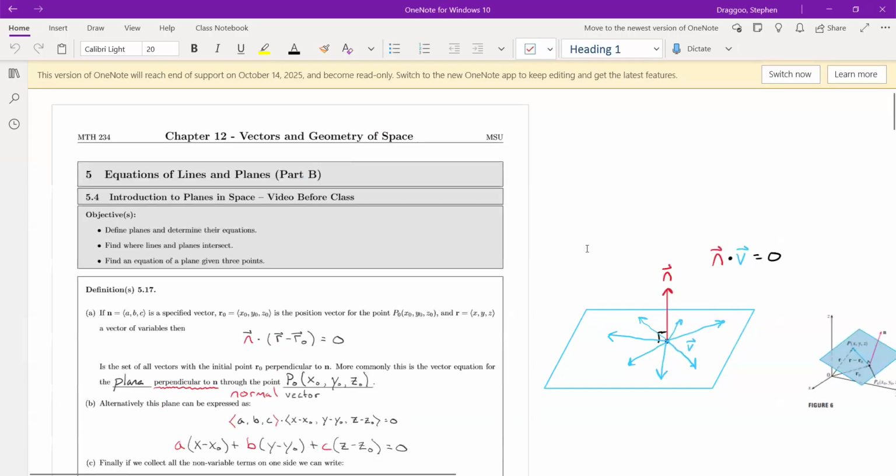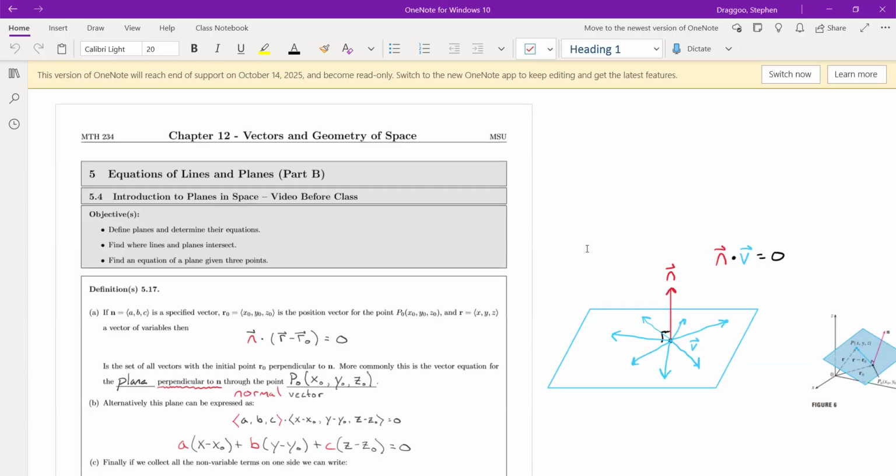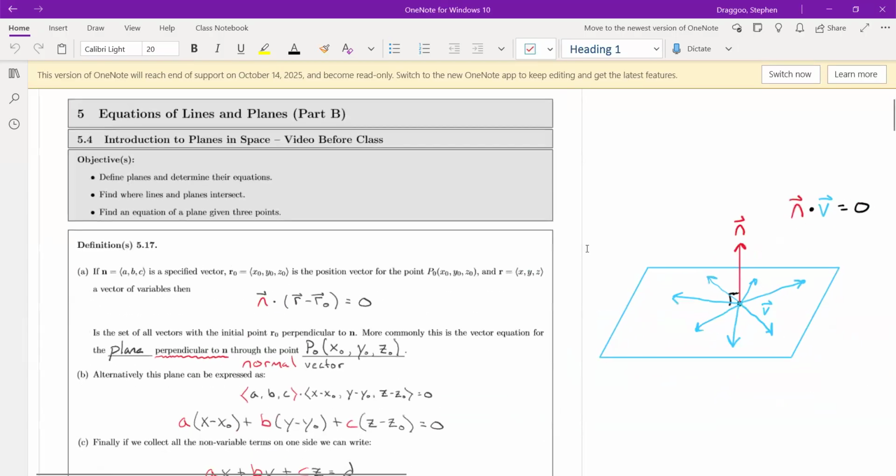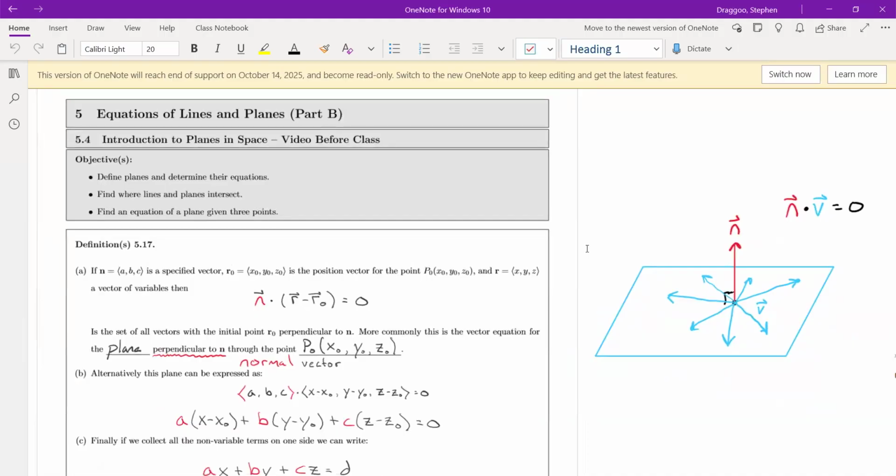So the other half of 12.5. First we did lines, now we're going to do planes. Planes kind of being the 3D equivalent of a line. Step this thing up. A line is still going to be a completely linear function, just like a line is linear.